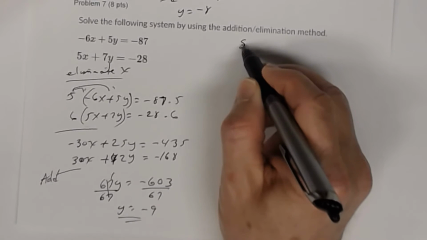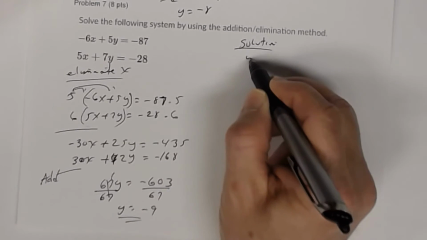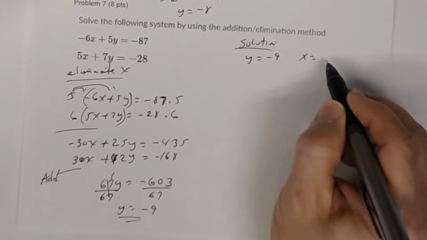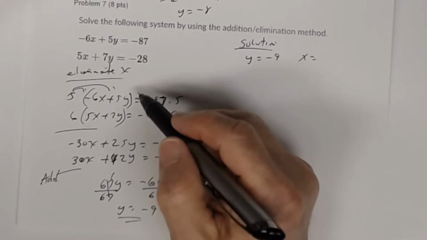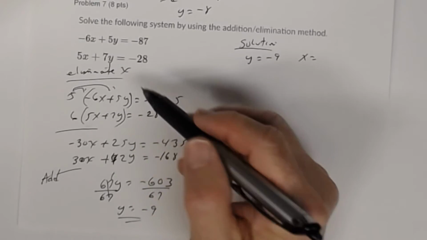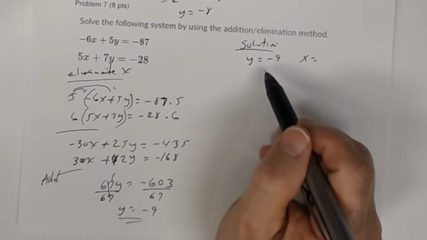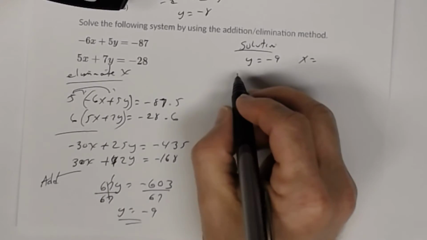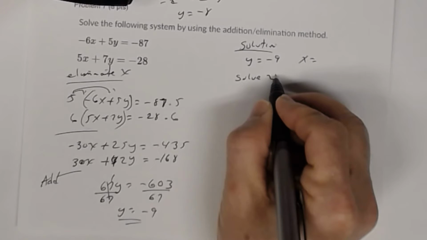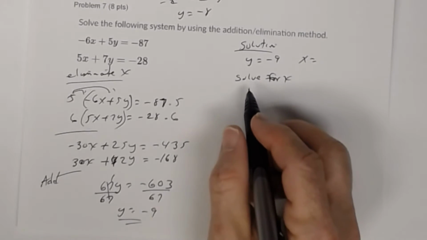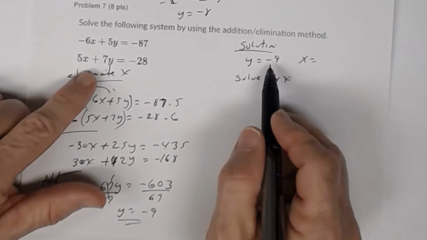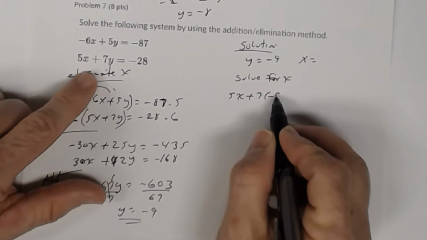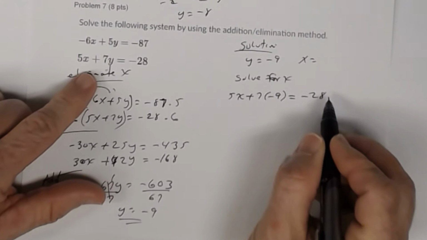So there is the y coordinate of my solution. So far we know that y equals negative 9. But remember, just like the previous one, we've got to solve for x. I've got to figure out what x is. So here we have to go to one of those equations, it does not matter which one, and wherever I see the variable y, I need to substitute negative 9. I'm just going to use the second equation. So I get 5x plus 7 times negative 9 equals a negative 28.